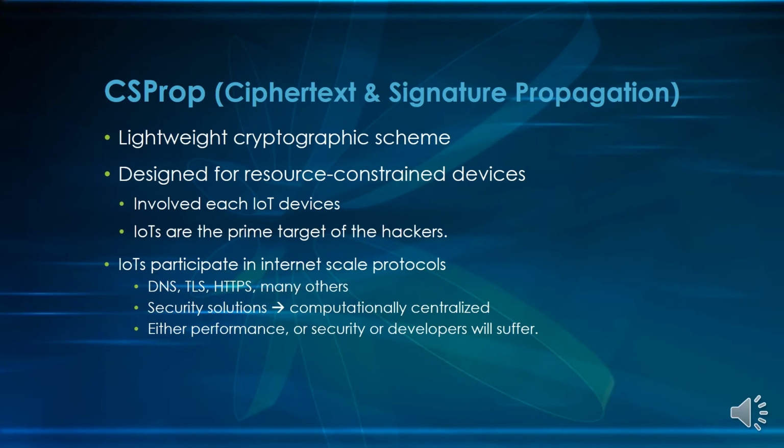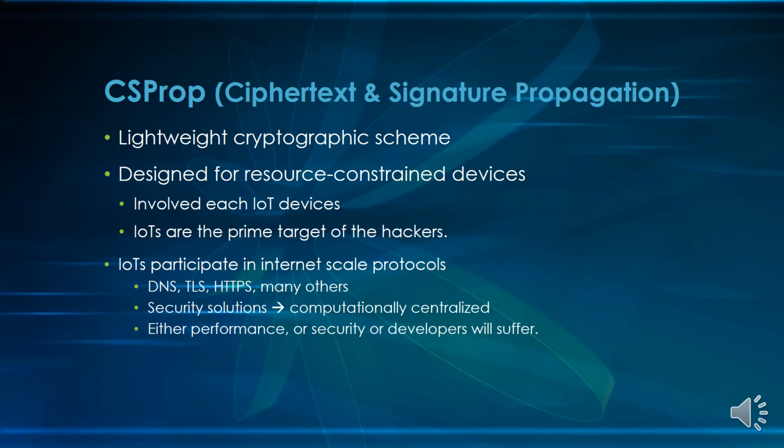Another tool that we have studied in this paper is CSPROP, which stands for Ciphertext and Signature Propagation. Generally, computing devices are connected to the internet and participate in internet scale protocols such as DNS, TLS, HTTPS, and many others. Usually, security solutions for these protocols rely on conventional cryptography algorithms that require computationally expensive operations, which can be very complex for such low power and inexpensive devices.